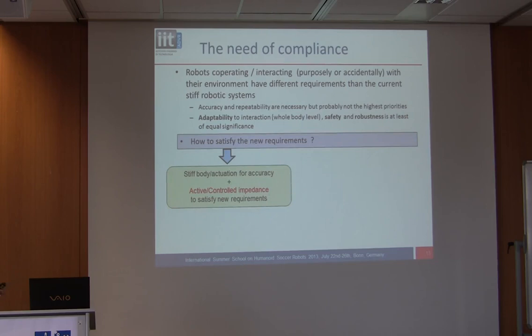One way is the traditional way, which we already mentioned: you have the stiff body actuation for accuracy, and then you have a force sensor or torque sensor when you do active control, impedance control or force control, to satisfy the new requirements and improve the adaptability of the robot during the interaction. This will work well if you have slow interaction, which means that the active control will be able to cope with the transients of the impact forces, but will fail completely if you have accidental collisions, the robot falling down, or accidentally jamming or colliding with the environment.